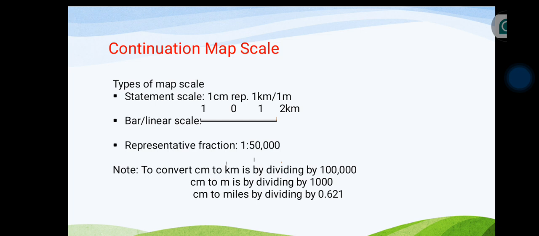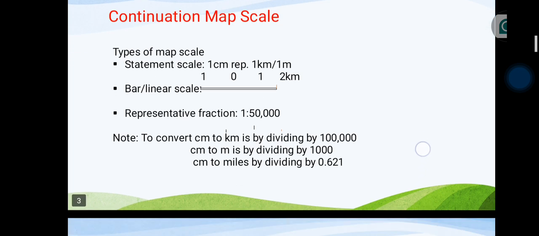case may be. Now note that to convert centimeter to kilometer is by dividing by 100,000. You divide it by 100,000. Then if you are converting to meter, you divide it by 1,000. And to mile, it is by 0.621. So take note.